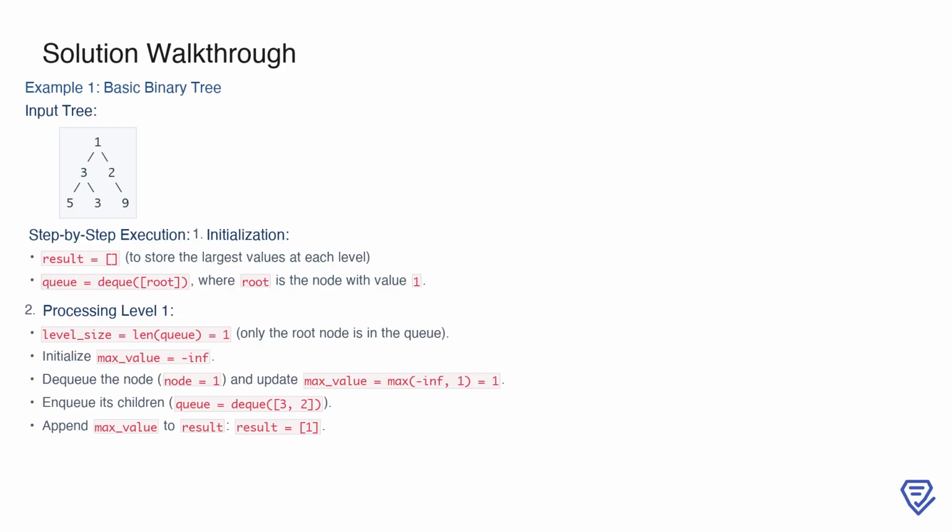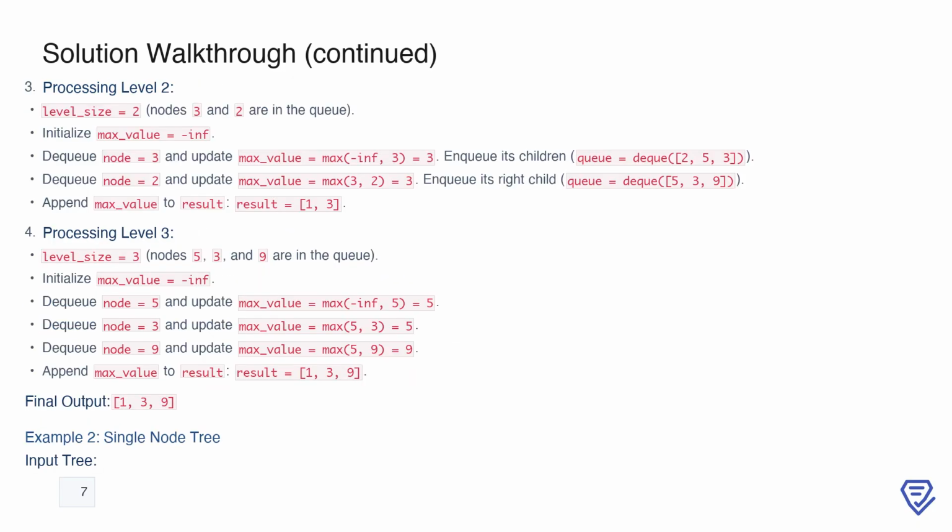Finally, we append the largest value for this level, which is 1, to the result list. At this point, result becomes 1. Next, we process the second level, which contains 2 nodes, 3 and 2. The level size is 2, and we reset max_value to -infinity.